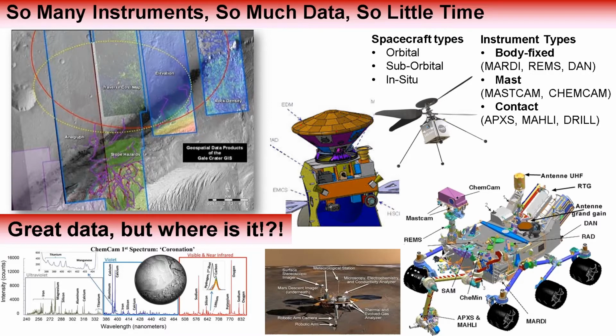hazards or rock densities, but also textual data in terms of information from instruments such as chemistry, where you might get an interesting result, but you might not know exactly where it is on the surface.